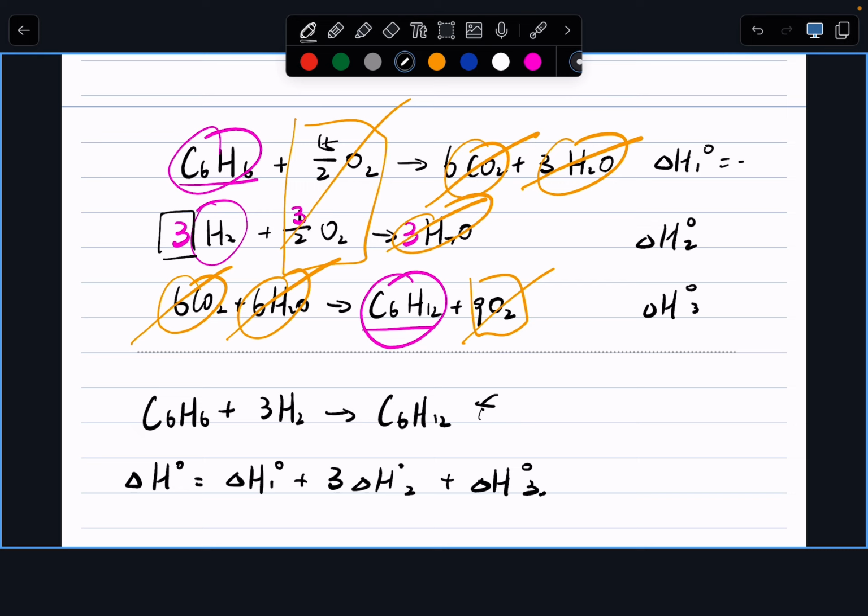So Hess's law is pretty straightforward. It just needs you to use your previous knowledge of how to write balanced chemical reactions and how to link different reactions to an overall reaction. And when calculating the final delta H, keep in mind that if you're using 3 of this reaction, you want to add that 3 in front of delta H naught 2.